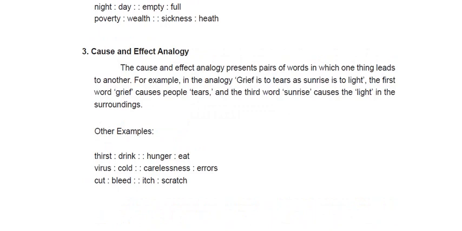Now, this is the third type of analogy. Number 3, cause and effect analogy. Cause and effect analogy presents pairs of words in which one thing leads to another.